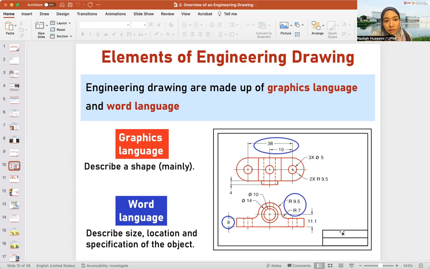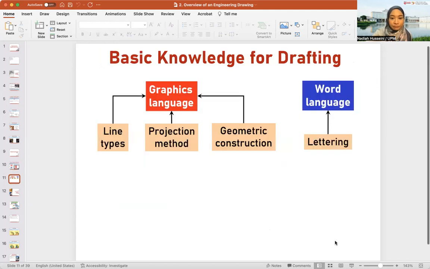For example, who is the drafter? Who made the drawing? So this is where you put in your name. What is the scale? Is it 1:1? Is it 1:2? Is it 0.5? So you have to specify the scale and whatnot. Apa yang kita dah tulis hari itulah. Saya tak ingat dah dalam lab tu.